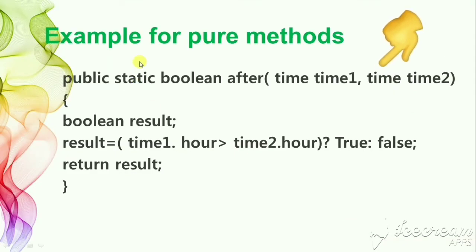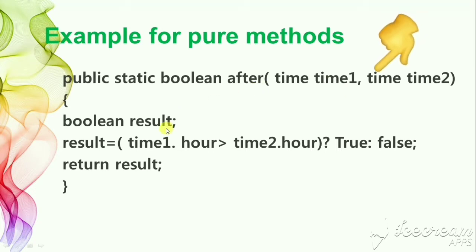Now let's see an example for pure methods. See this function: public static boolean after. Here boolean is the return type for the after function. I declare two arguments inside: time1 and time2. Time is a class name, and time1 is an object, so this is called an object reference. I declare two object references here.